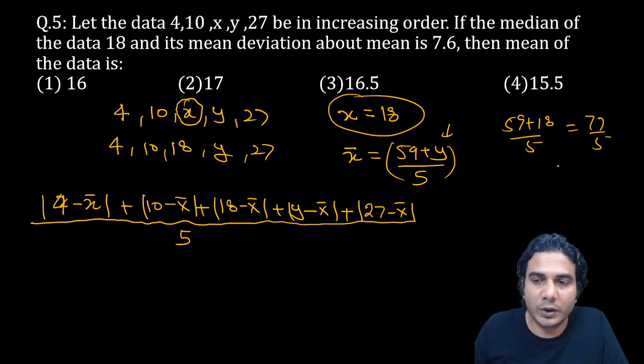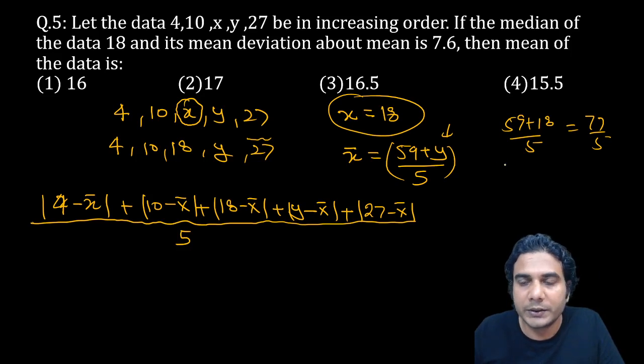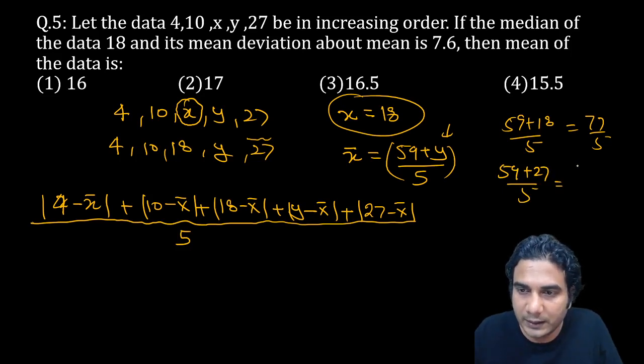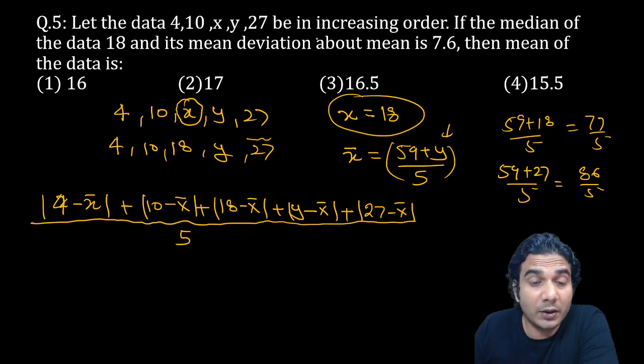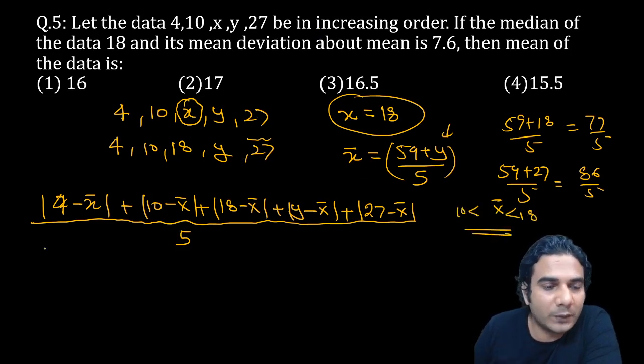So it is certainly more than 16 as well. And if I take the maximum value of y, which can be slightly less than 27, let's take 27 only, then it will be 59 plus 27 by 5. If I add them, this will be 86 by 5, which is 17 point something. That means it cannot exceed 18. So now we have got that x bar is certainly more than 10 and less than 18. So now we can open this mod.